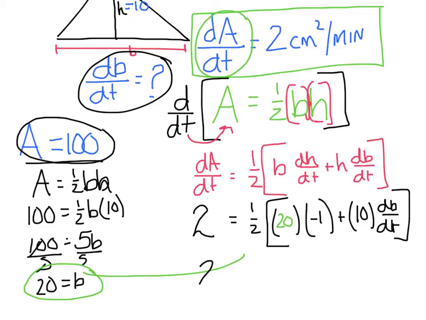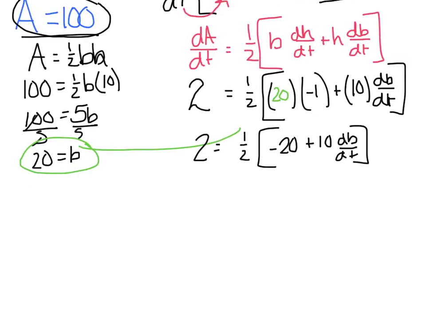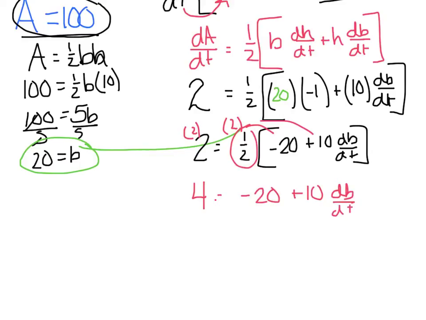So I'm going to say 2 equals 1/2 times -20 plus 10 dB/dt. Now you could take this 1/2 and distribute it. To me it makes more sense just to multiply both sides by 2 and get rid of it. So I'm going to get 4 equals negative 20 plus 10 dB/dt. Add my 20, so 24 equals 10 dB/dt. And I get 24 over 10, which of course reduces to, let's see, 2 goes in there, 12 over 5 equals dB/dt.